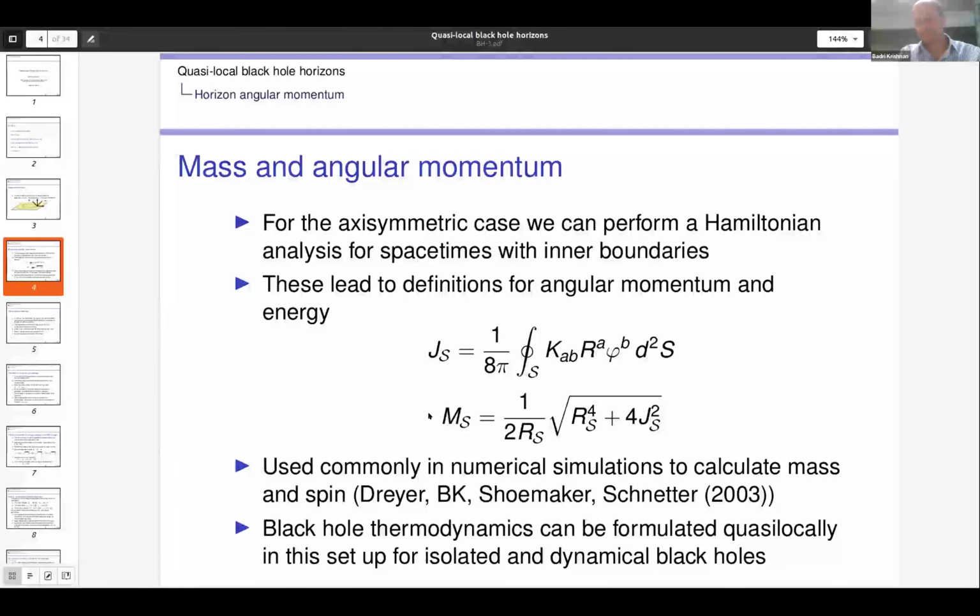I could talk more about the details of how you want to choose the phi and what are the subtleties associated with that. But our focus has been mostly on the theoretical aspect, which is black hole thermodynamics and formulating it quasi-locally. But just so you're aware, this is the starting point for a lot of work in numerical relativity.